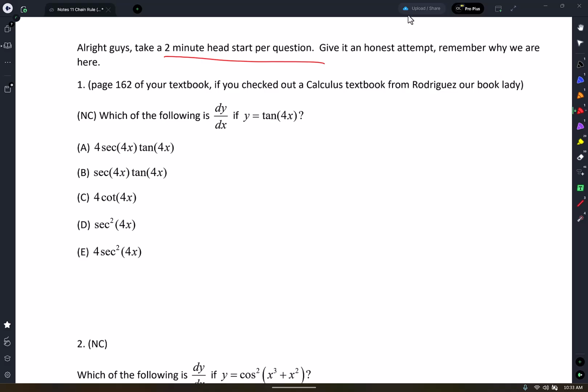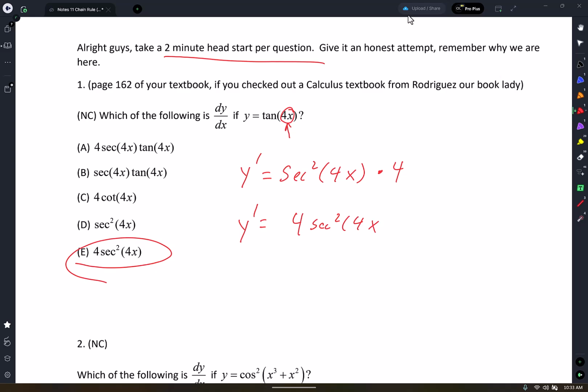All right, let's see. What is the derivative of tan? So I write secant squared of 4x. Am I done? No. Times the derivative of 4x, which is? So y prime equals 4 secant squared of 4x. What's my answer? E. Can we do that?